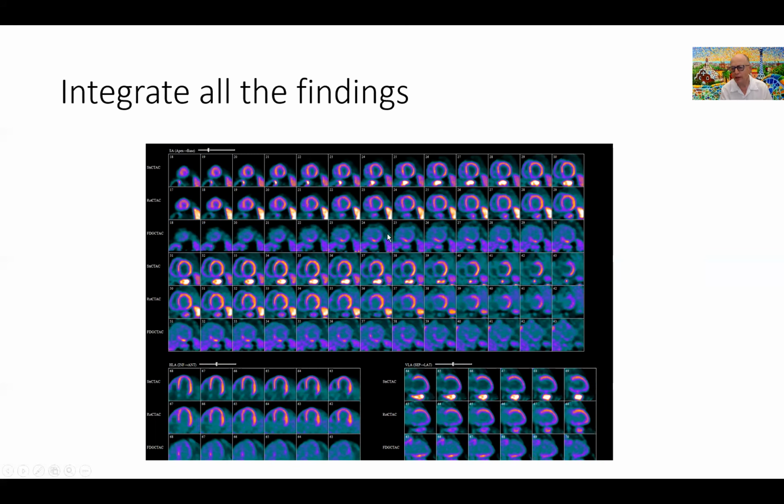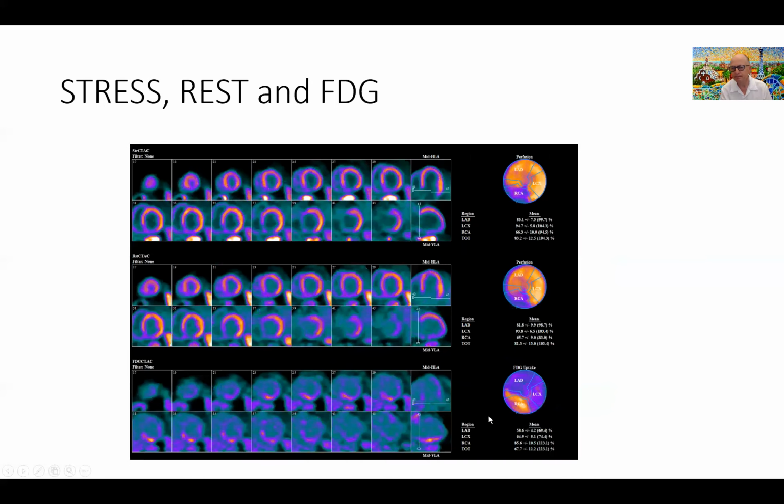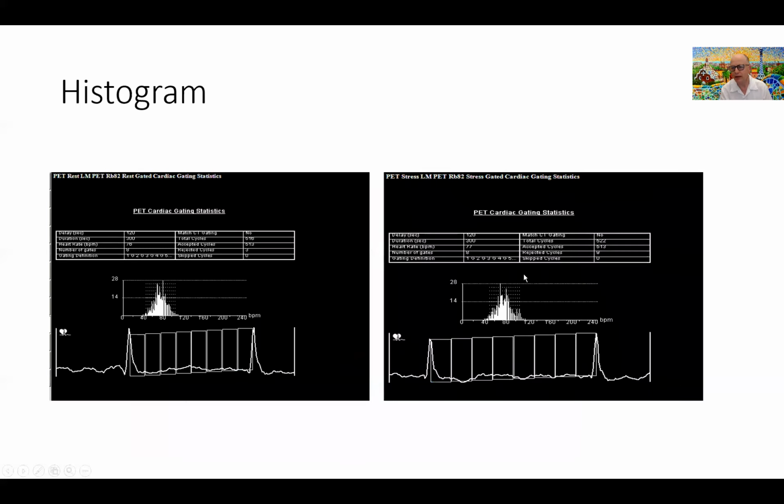And then I put all the images together, so stress on top, middle images will be the rest, and the bottom is the FDG, just for display. And these are the images we save in our system for posterity. So rest, stress, FDG on the bottom. Again, we can see this stress, rest, and FDG, and again displaying the intense FDG uptake in the area of perfusion defect on rest and stress, indicating again hibernation.